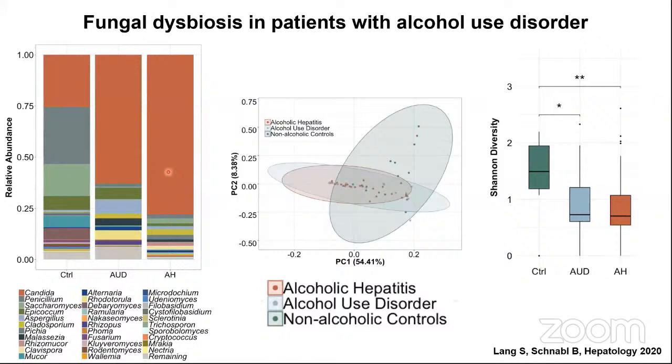Furthermore, the fungal diversity was highest in the control patients as compared with patients with alcohol use disorder or patients with alcoholic hepatitis. So these studies suggest that the fungal composition in the gut microbiome is more or less driven by chronic alcohol abuse, but is less dependent on the liver disease stage.